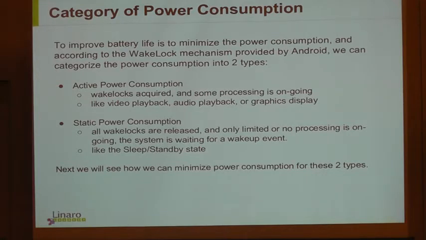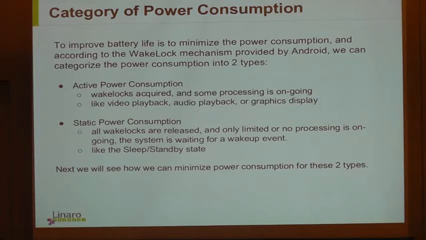According to the wake lock mechanism provided by Android, we can categorize the power consumption into two types. First is the active power consumption, where there are wake locks acquired and some processing ongoing. This covers use cases like video playback, audio playback, or graphics display.